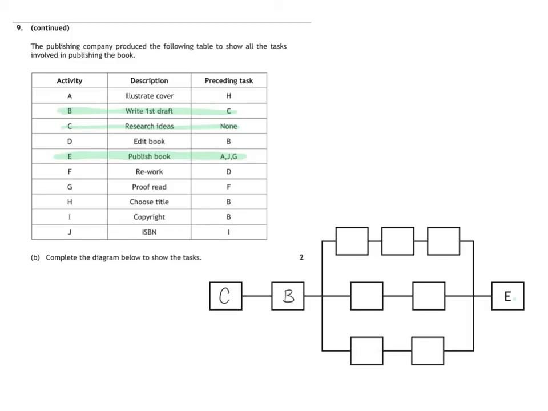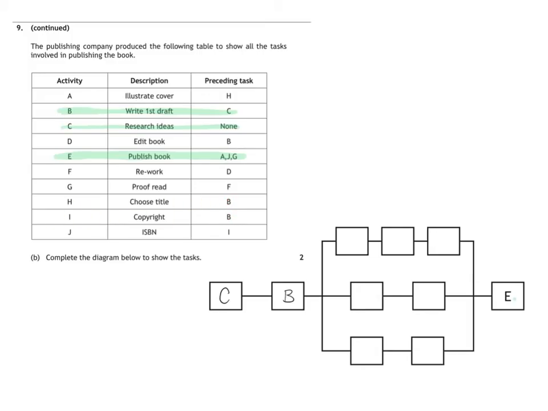Now, if we look at our table, it splits into 3 separate parts. We've got one that has 3 bits, one that has 2 bits, and one that has 2 bits. So these last 1, 2, 3, 4, 5, 6, 7 parts get split into 3 different trains of events that can happen at the same time. So we should see that there are 3 events that have a preceding task as B. So we do. We've got D, edit our book. We've got H, choose the title. And we have I, which is copyright it.